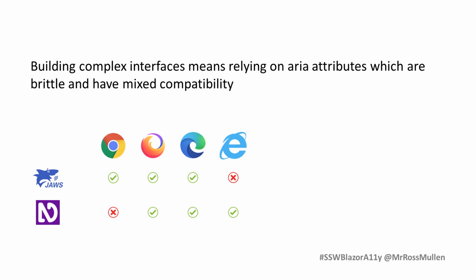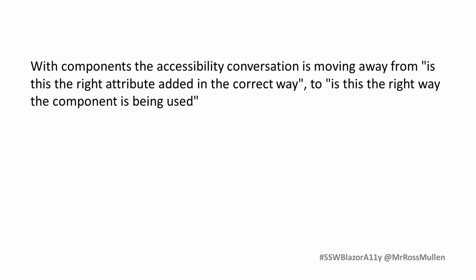There is still the flexibility there for developers to choose which statuses are used, and there will probably be mistakes over the incorrect status region chosen for a particular message. But the mistakes now concern if the correct role has been used, not if the correct attributes are used. So the live region will still work regardless. With components, we're moving the accessibility conversation away from is this the right attribute added in the correct way to is this the right way the component is being used.